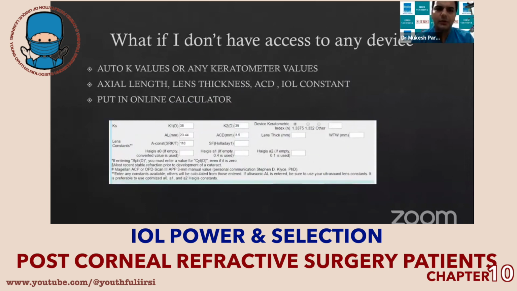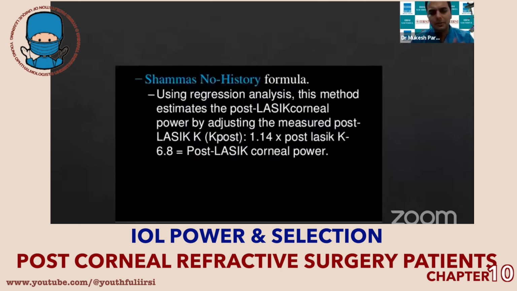As I already told you, just enter the auto K values or any keratometer values in that ASCRS calculator, and put the axial length. As I also told earlier, these are designed for optical biometers. Just add 0.15 or 0.2 to the immersion axial length and put that axial length here. ACD and IOL constant, just put them in, and you're going to get a fairly decent IOL power calculation done by using the Shammas no-history method. It's been proven beyond doubt that this gives a wonderful outcome.